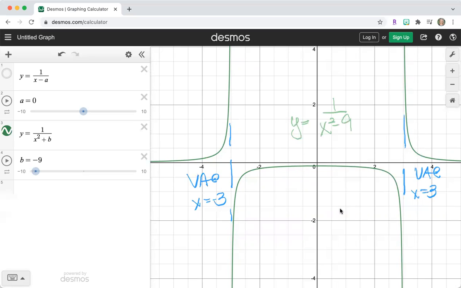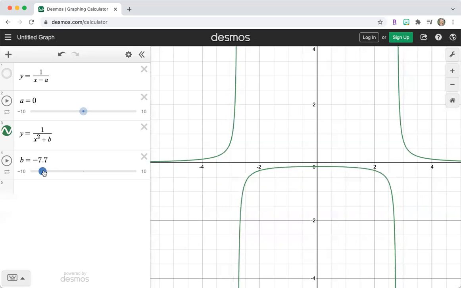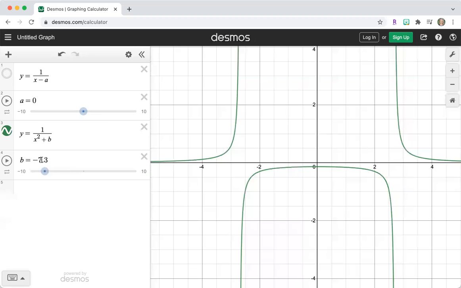And so we can see that with the whole numbers, right? But I want you to see that even when it's not so nice, a whole number or something factorable, it still has those vertical asymptotes because these are real numbers. They're not imaginary numbers. They just are not a whole number.